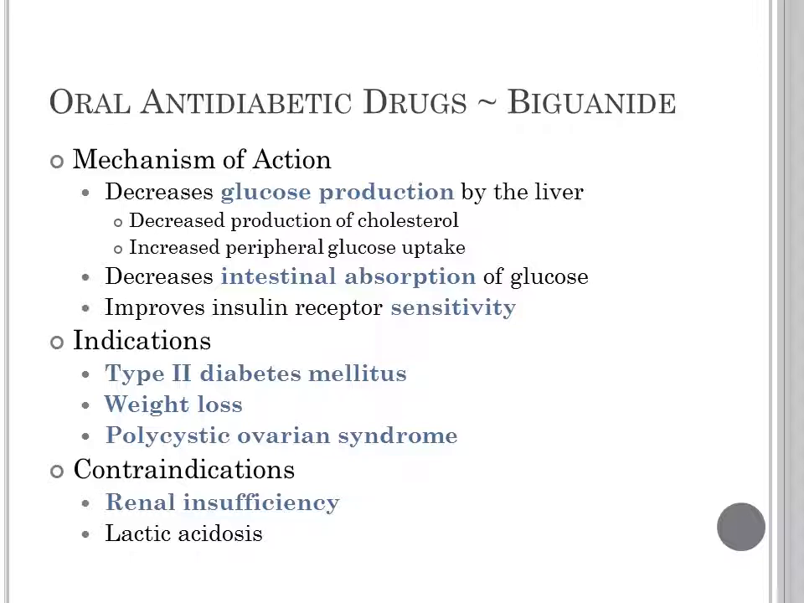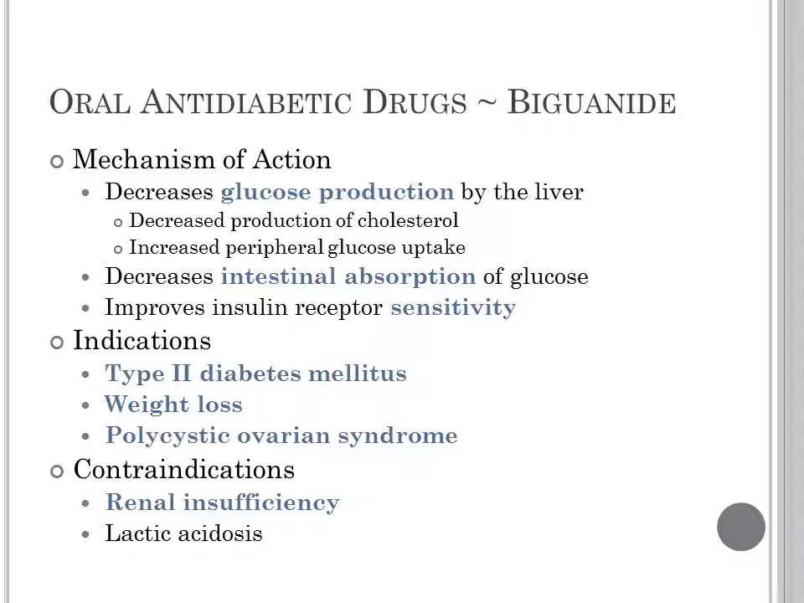Also, it increases the peripheral glucose uptake of cells, so it makes those cells a little bit more receptive to taking in glucose. If that's not enough, it also decreases the intestinal absorption of glucose, so every time you eat your bag of Doritos, less carbohydrate gets absorbed into the system. And then it improves the insulin receptor sensitivity. So if a patient happens to be taking insulin as well, it makes those cells more receptive to the insulin. Or even if it's just the patient's natural endogenous insulin, it requires either less exogenous or synthetic insulin, and it makes the body more receptive to its own insulin too, which are both great things for your diabetic patients.